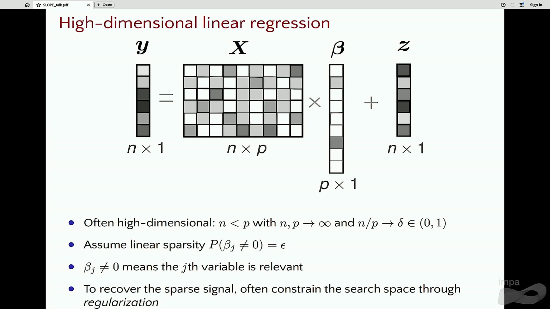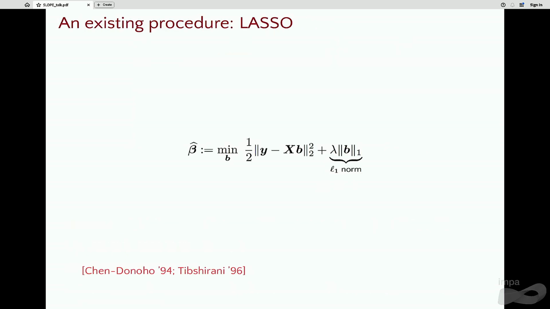Well, the way that statisticians do this is, instead of searching over all possible betas, they constrain the search space through some sort of regularization. In particular, the most common regularization is that using the L1 norm. If you find an estimator that's regularized with the L1 norm, this gives rise to the lasso. And so what is the lasso? Well, it's an estimate of this vector beta that's constructed by minimizing a cost function using our output y and that data matrix X. And what is the cost function?